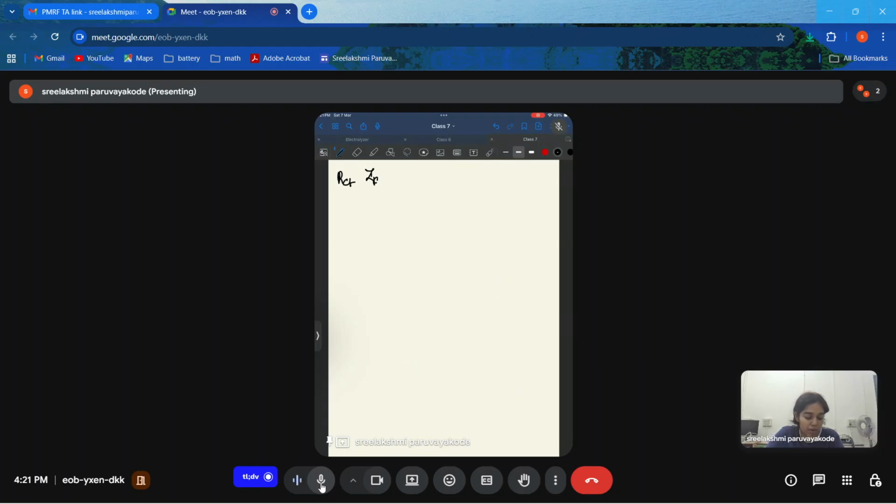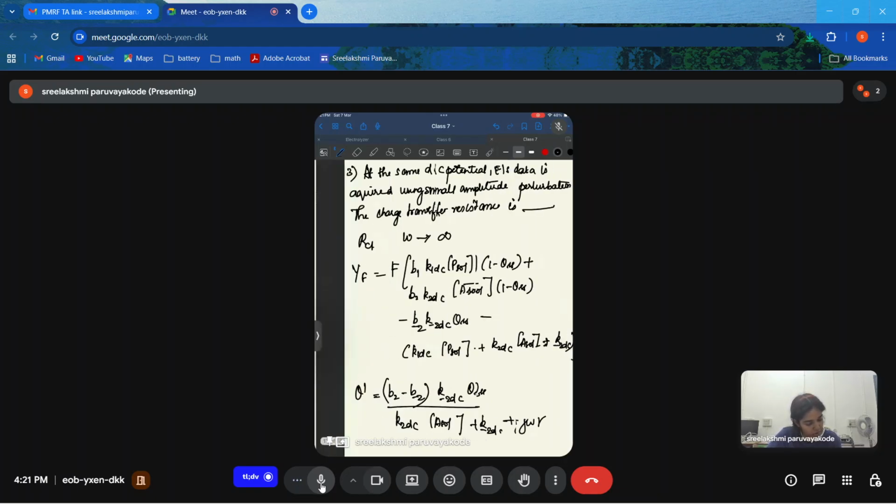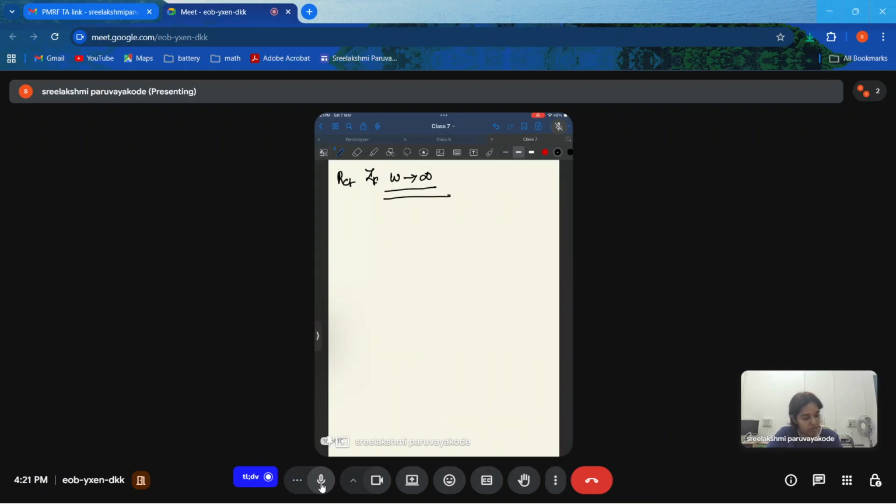Impedance when omega tends to infinity. What is the value of the impedance when omega tends to infinity? That gives you the charge transfer resistance. Now, for that, where does that omega come in this equation? Here we have YF. So YF is nothing but 1 by ZF. So once I find out YF, I can just take the inverse, I'll get the impedance value.